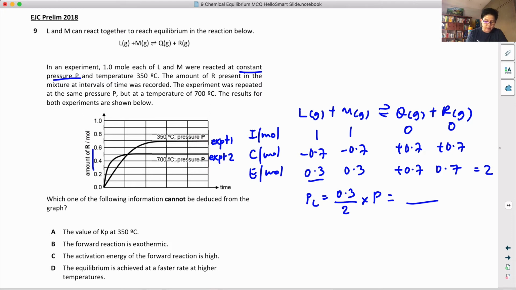Definitely you can find the Kp, right? This one is true. So I say which one cannot, right? I say this one can be determined. The forward reaction is exothermic. How do you know the forward reaction is exothermic?